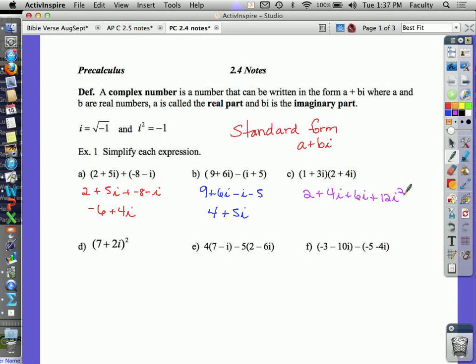So I'm getting 2 plus 4i plus 6i plus 12i squared. You need to remember that i squared is negative 1. Now I'm putting all the steps in here for anybody who doesn't remember this real well. And then I'll eventually start skipping it. Whenever you see i squared, that means it's negative 1, and you can just always take the opposite. So remember, it has to be in standard form, the real part plus the imaginary part.